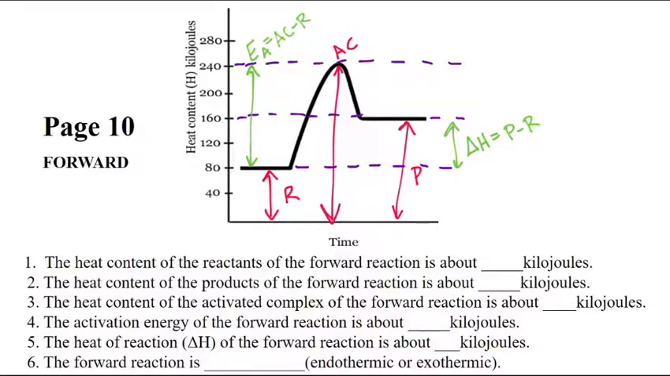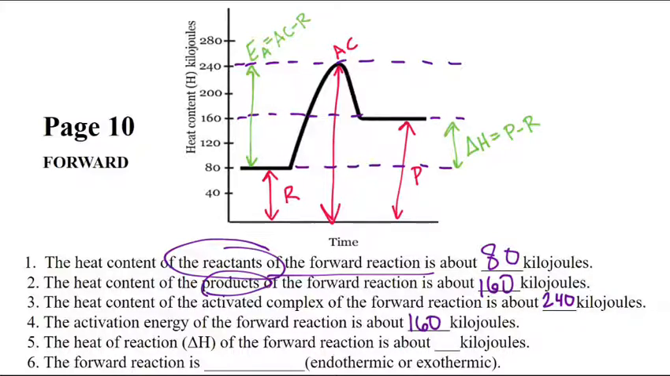So as we start trying to find our energy content of the reactants in the forward reaction, well, that's just 80. The products, if I follow that over, is at 160, and the activated complex looks like it's at 240. And in order to find our activation energy, I'm going to have to do 240 minus 80, which is 160. And then delta H enthalpy is going to be products, which is 160, minus reactants, which is 80. So that is 160 minus 80 is 80. And that is a positive 80.